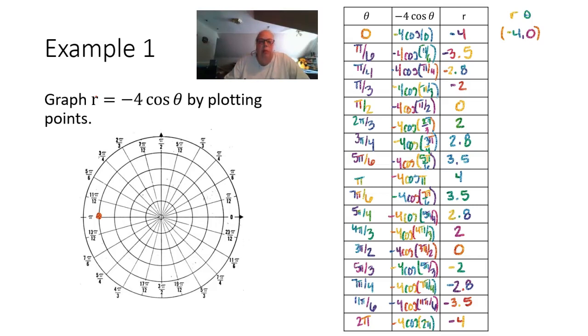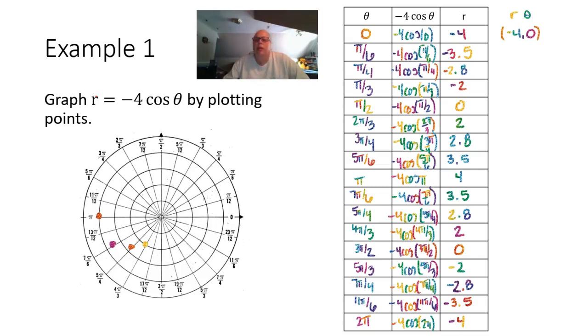Instead of moving forward on the pi over 6 line, we go backwards towards 7 pi over 6, 3.5, so about right here. At pi over 4, we go backwards 2.8, almost 3, on the 5 pi over 4 line, so probably somewhere in this area right here. At pi over 3, we go backwards 2, toward 4 pi over 3, 2 circles to right here.